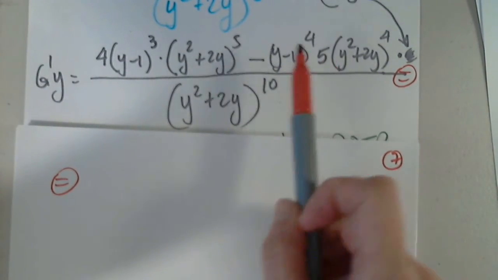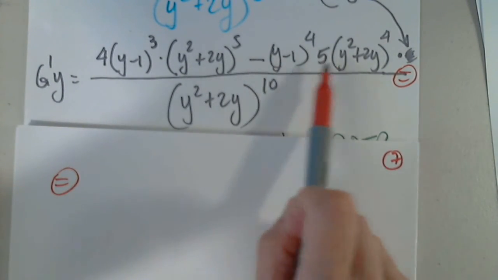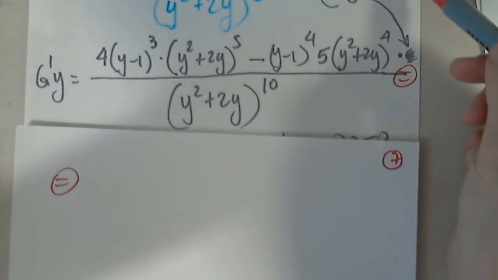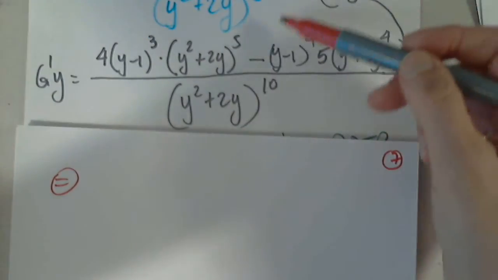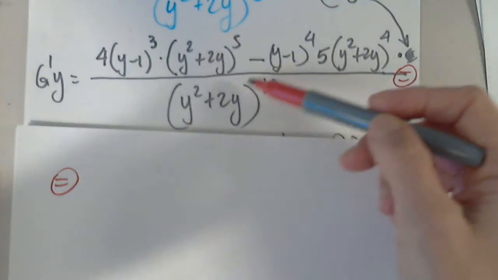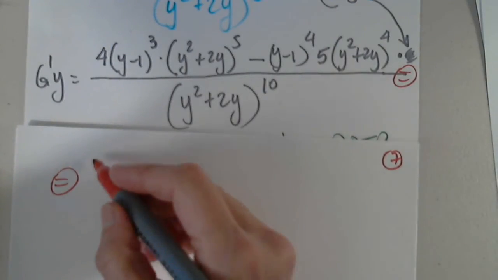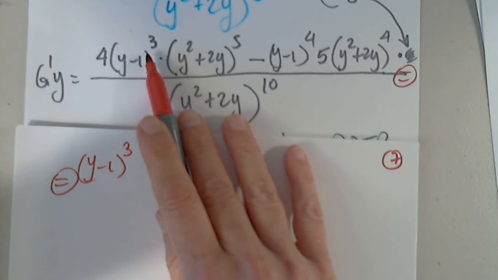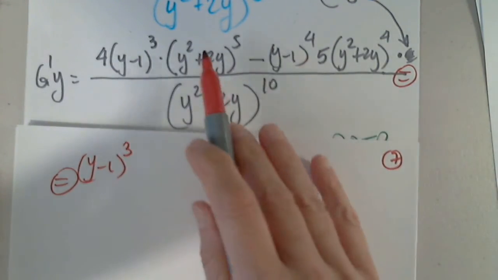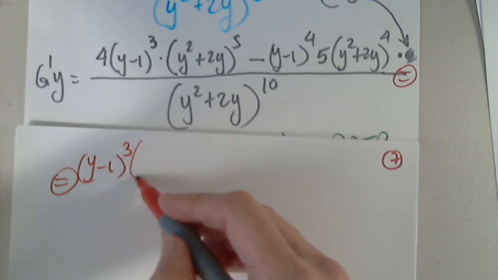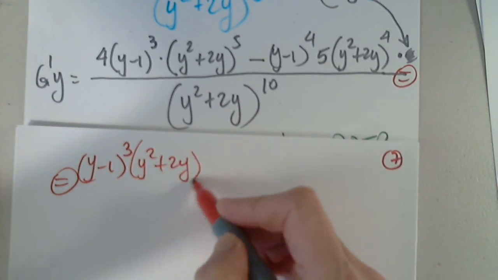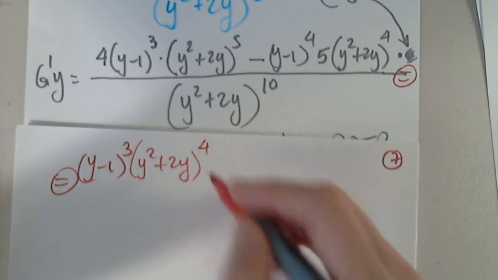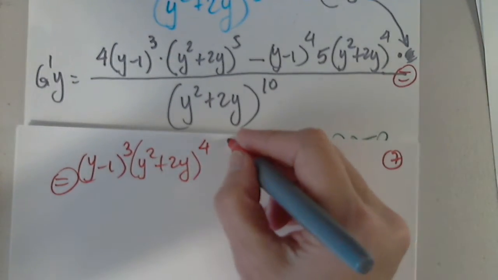I see that x minus 1 is common to both terms. This is one term, and this is another term. So I see that y minus 1 to the third power will be common because the smallest power is 3. I also see that y squared plus 2y to the 5th power and to the 4th power, I will factor out the power 4. Then I will open brackets.